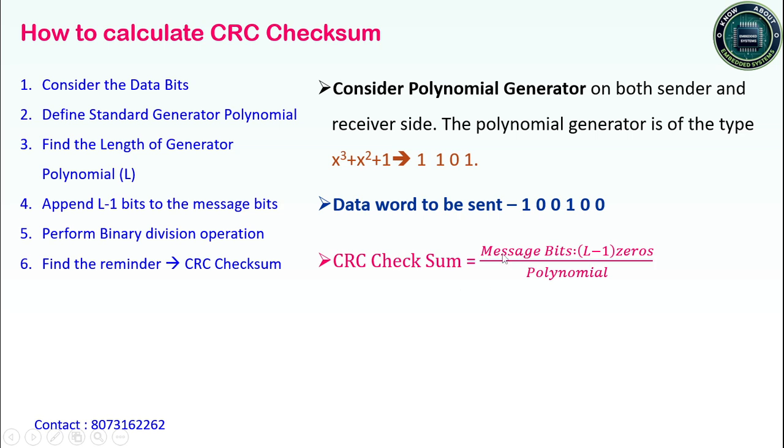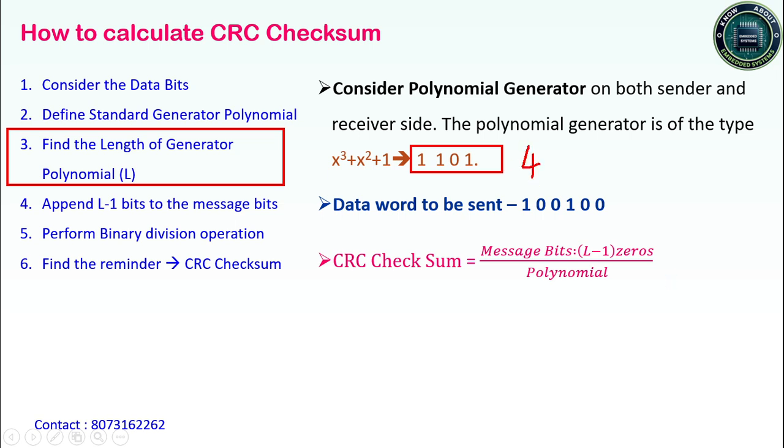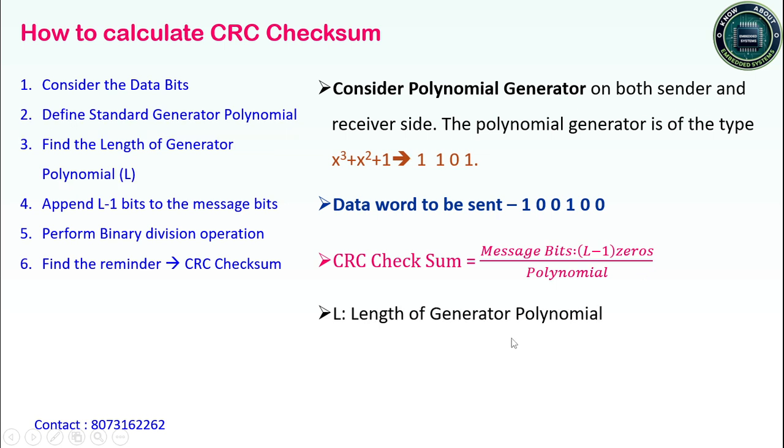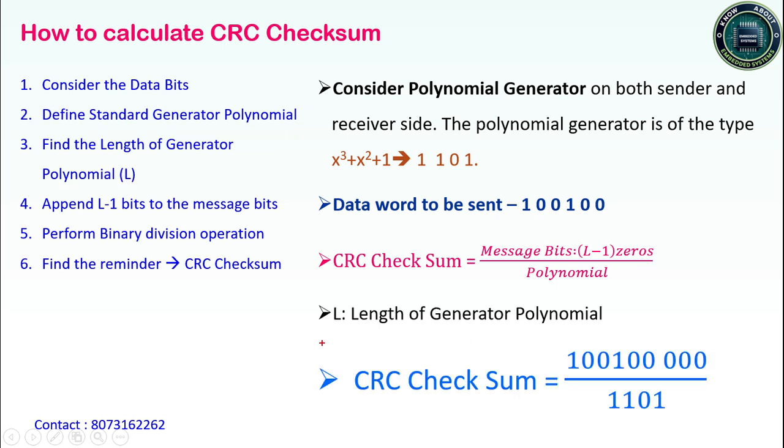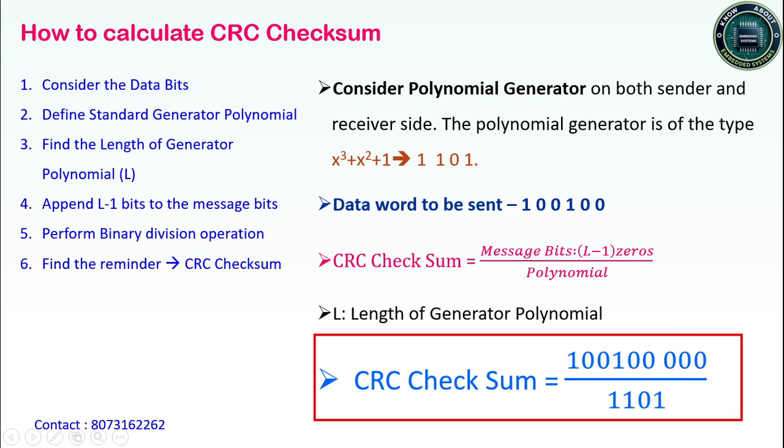How do we calculate the CRC checksum? The CRC checksum is equal to the message bits followed by L minus 1 zeros, divided by the polynomial. What is L here? L is the length of the generator polynomial, in the sense of the number of bits present in it. The generator polynomial has 4 bits, so L minus 1 is 3. So the CRC checksum is the message followed by L minus 1 zeros, divided by the generator polynomial 1101. This is the equation to calculate a CRC checksum.